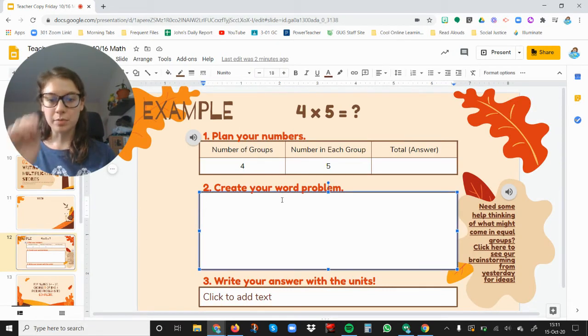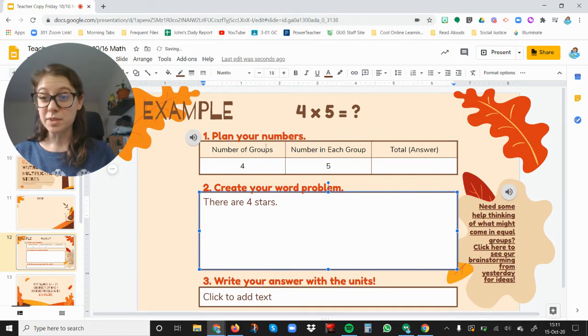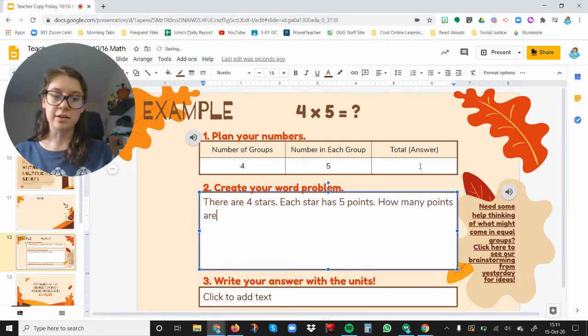So for my word problem, I'm going to write, there are 4 stars, because that's how many groups I have. Each star has 5 points. That's the number in each group. Now I need to ask myself for the total. So how many points are there all together?